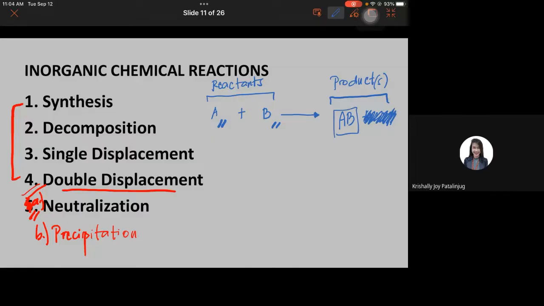Okay, so later we will be learning how to write chemical equations, and you will be learning what the different types of inorganic chemical reactions are. So for now, just know we have the reactant side written on the left, then the product side written on the right after the arrow. Okay, after the arrow, products naman.